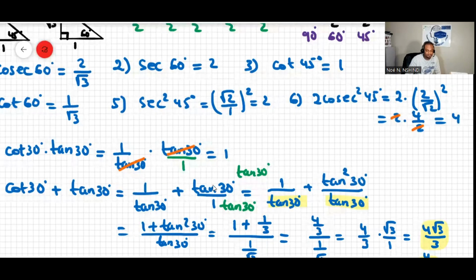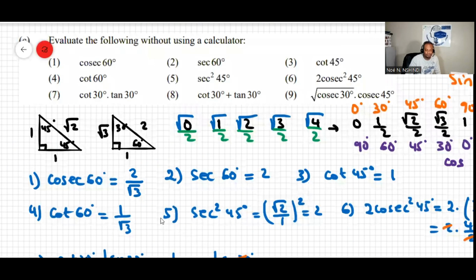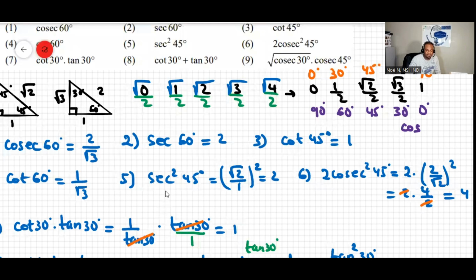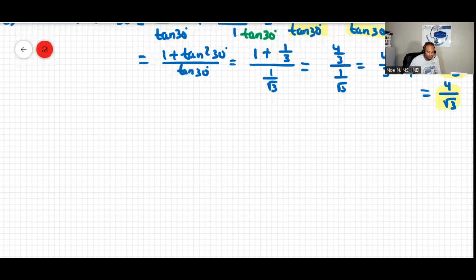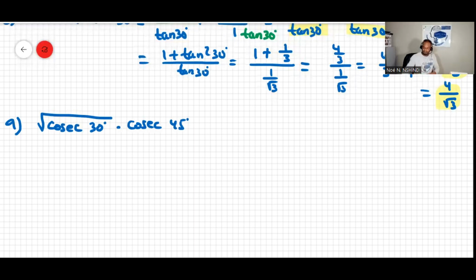And then we have cosec 30 multiplied by cosec 45. Nine, square root of cosec 30 degrees multiplied by cosec 45. Now cosec is the inverse of sine. So sine 30 is going to be square root of a half, multiplied by root 2 over 2.